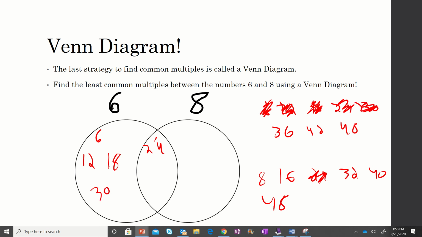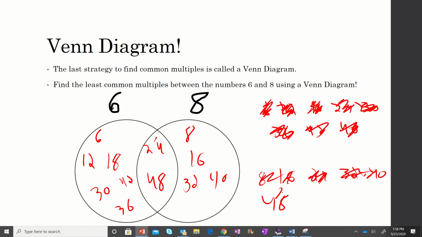Okay, 36, same thing, we see it just in 6. 42, okay, we see in just 6 as well, all right. 48, we see in both, so it goes in the middle, all right? Now, 8 goes here, 16 goes here, 32 goes here, and 40, okay? The rest go in the middle.